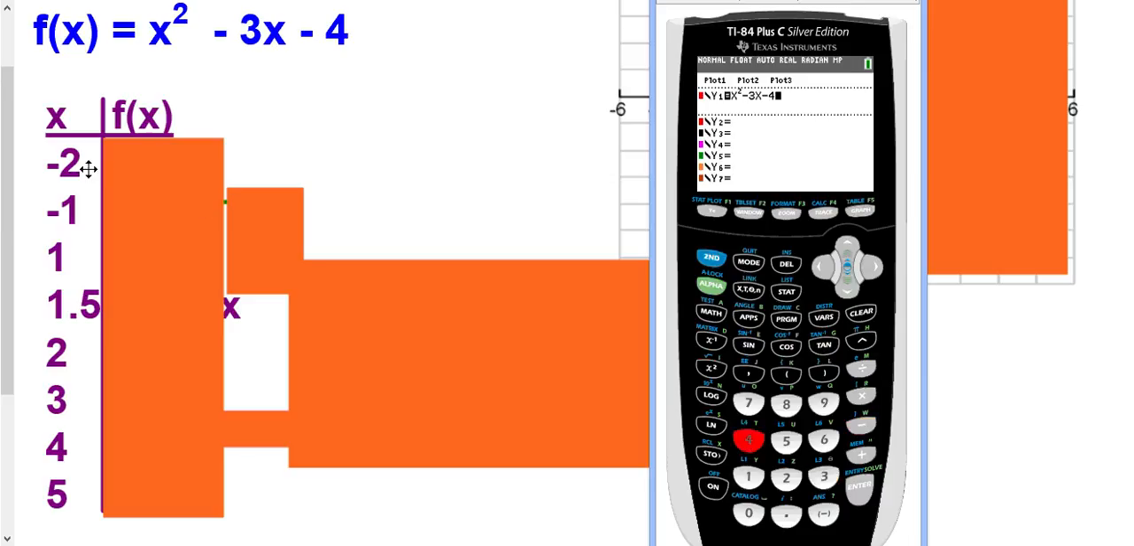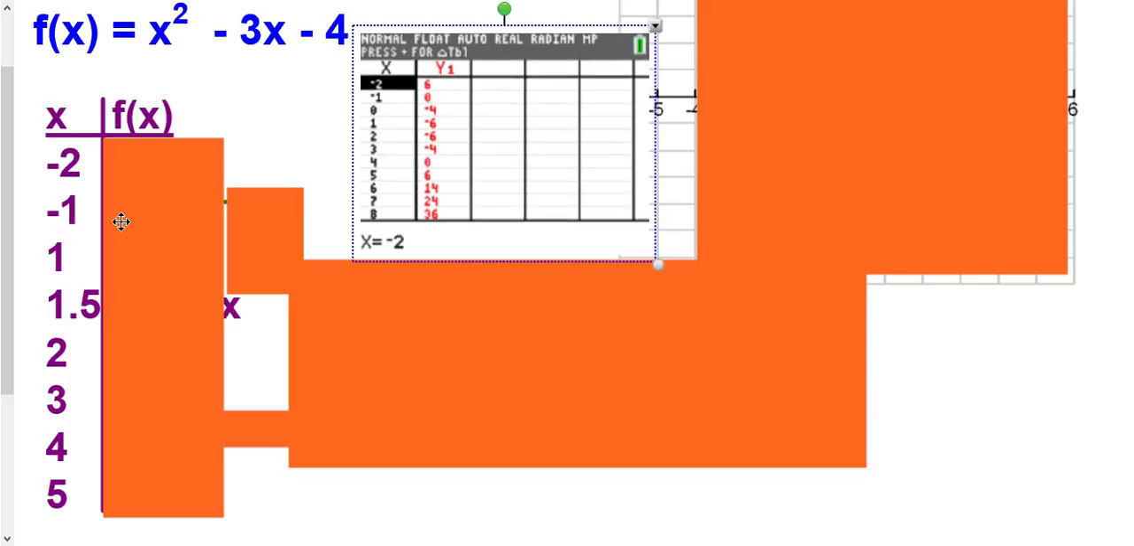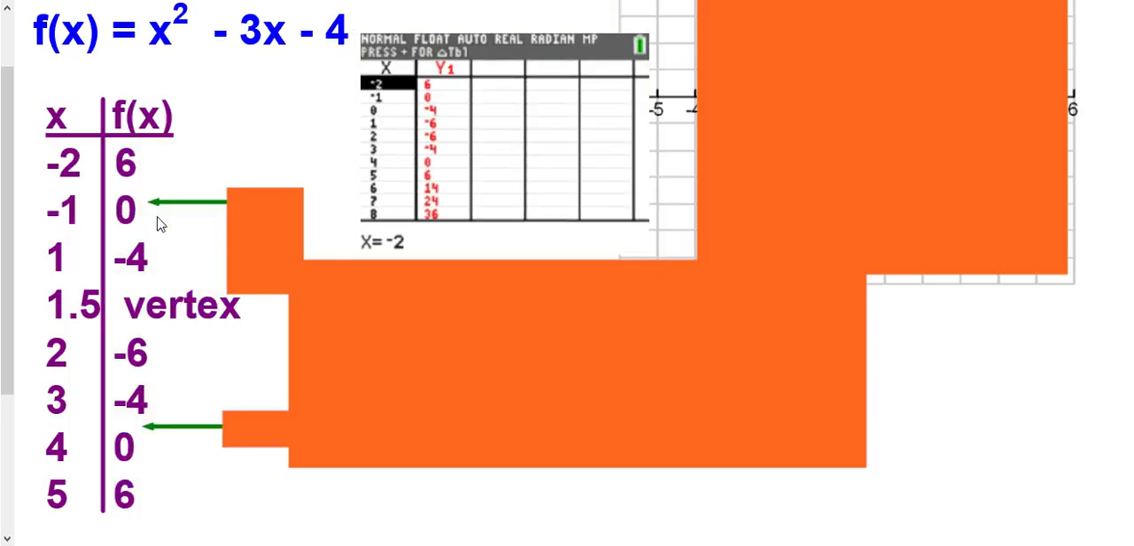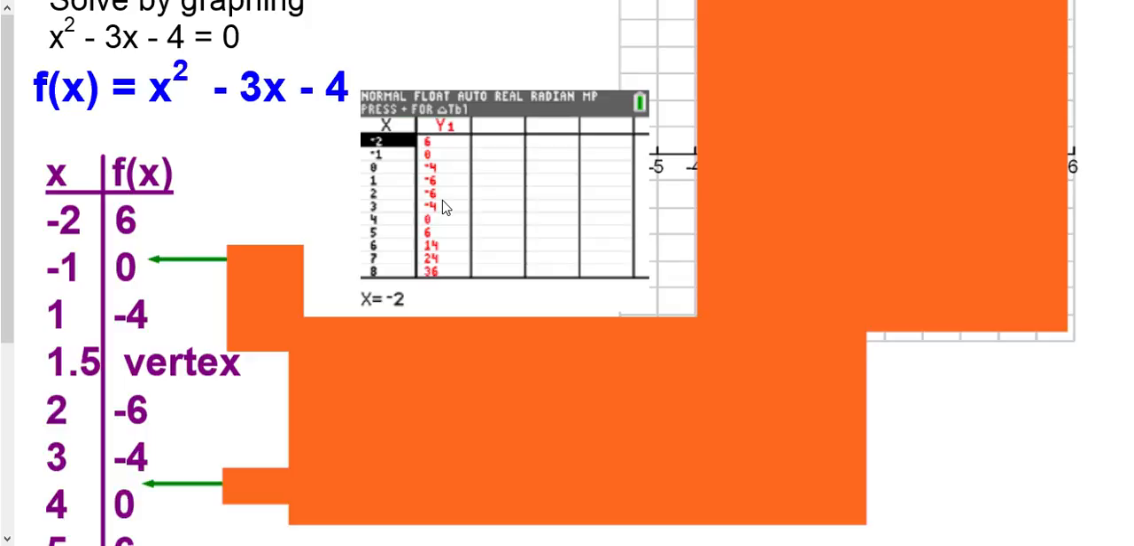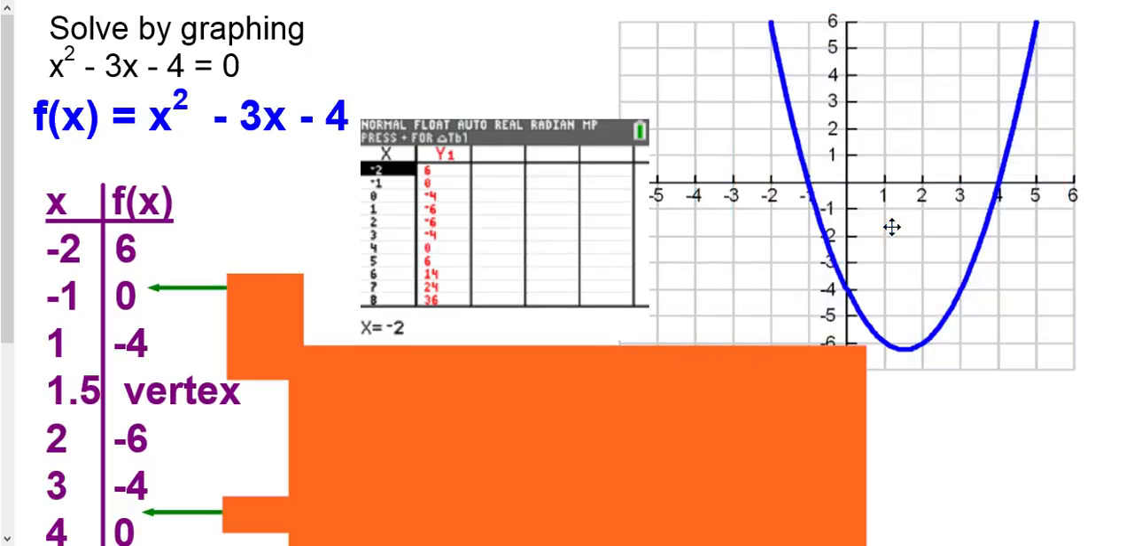Now we're starting at negative 2, so I'm going to go second window and change my table set to my table start to negative 2, and then I'm going to look at my table, which is second graph. And then I can just look at that table. So we can then graph those points and we get this.